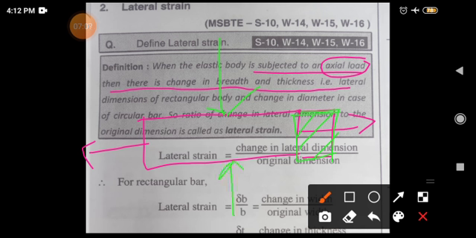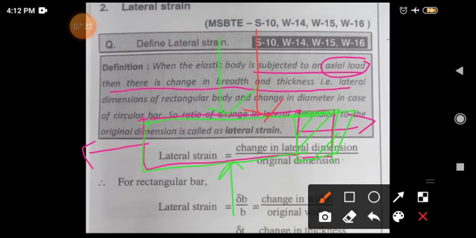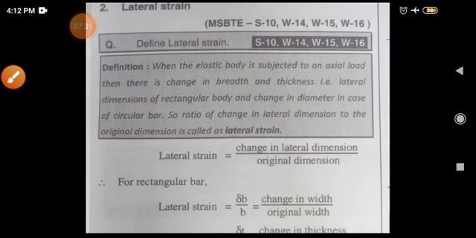Okay, you can imagine that if you are stretching this rod in this way, its length will increase. On account of this increase in length, there will be a decrease in the thickness of this material. Okay, thickness will be decreased. This is happening in the lateral direction. Therefore this type of strain is called lateral strain.